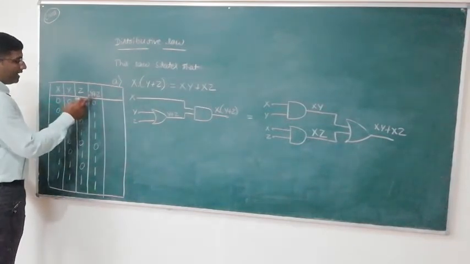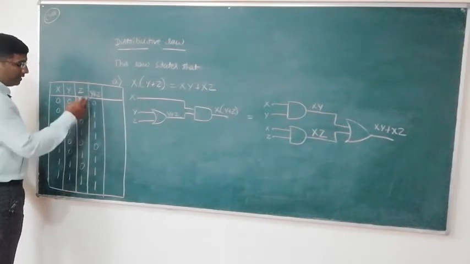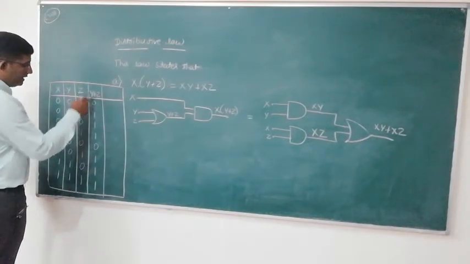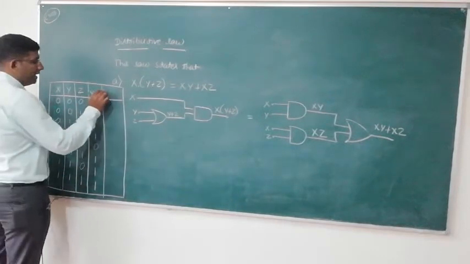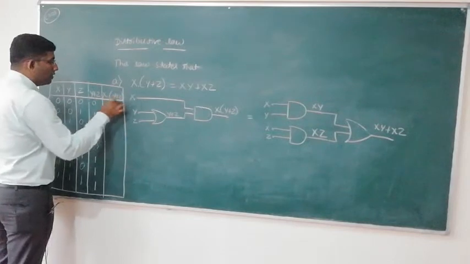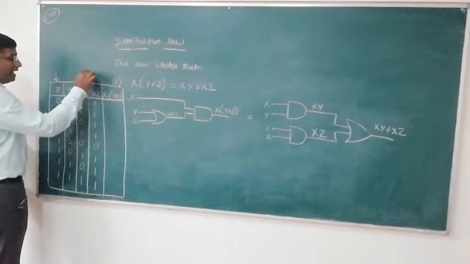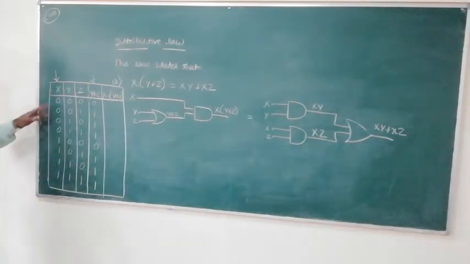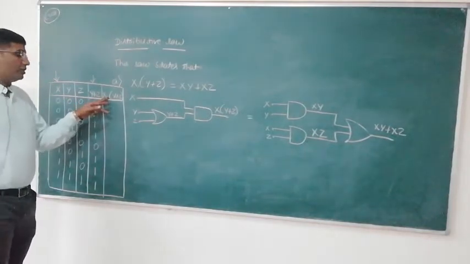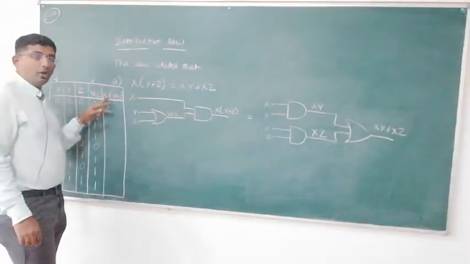That's why we have added the y plus z column first and put the output of y plus z in this column. Now consider x dot y plus z. Now you have to consider this column and this column. Only these two columns you have to consider, and you have to perform the AND operation.